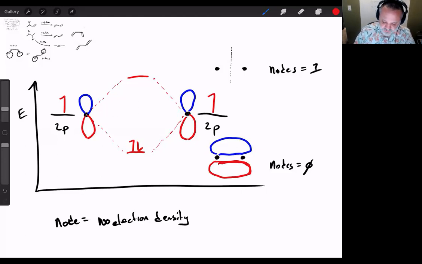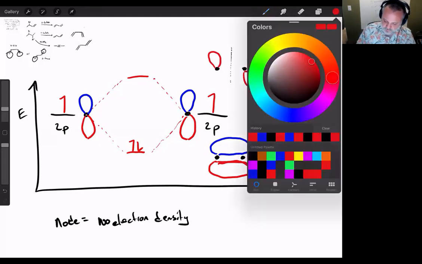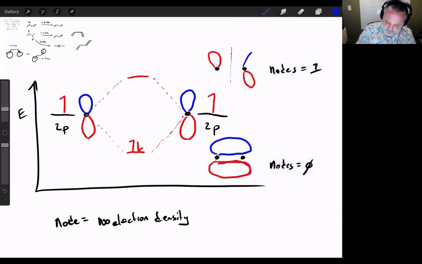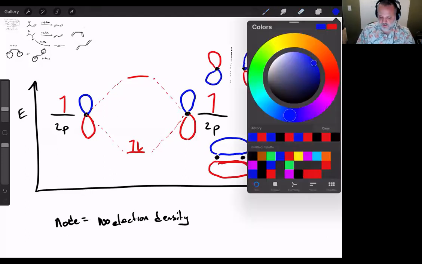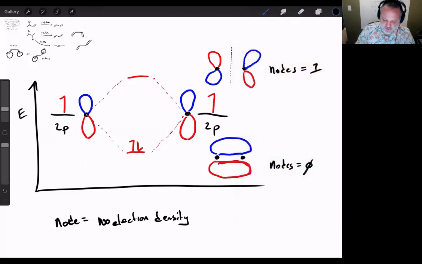If I combine them in the direction where they're out of phase, then the waves are combining essentially destructively. And I just want to create a slightly better picture. And there ends up being no overlap of the orbitals between the 2 atoms.